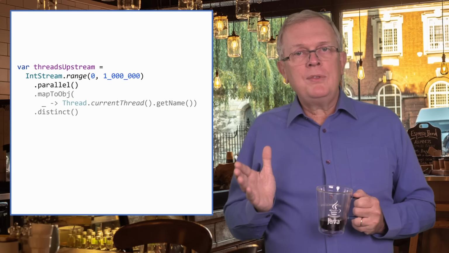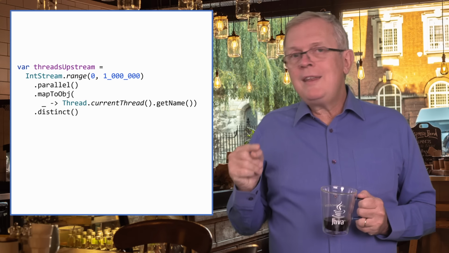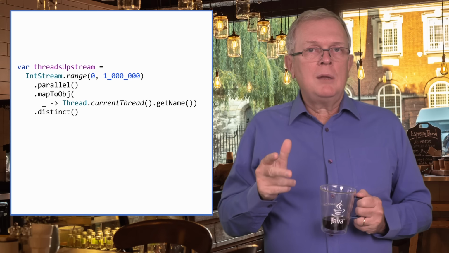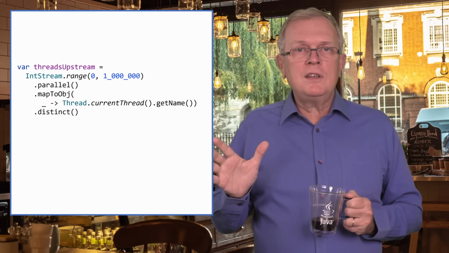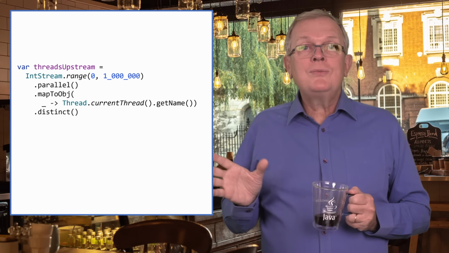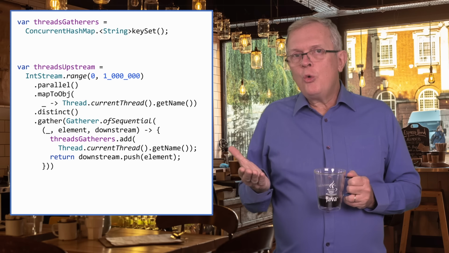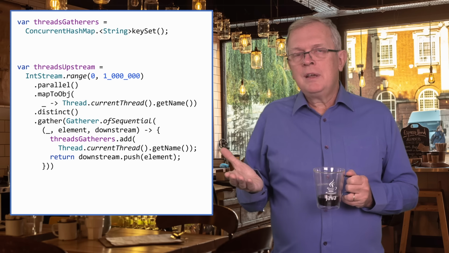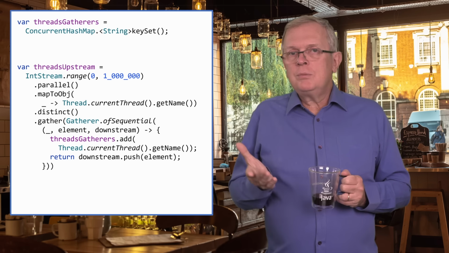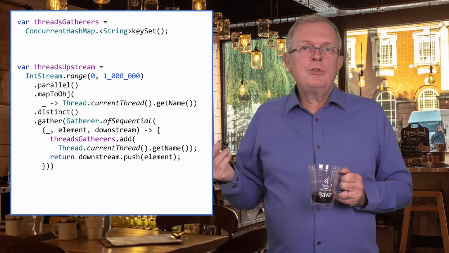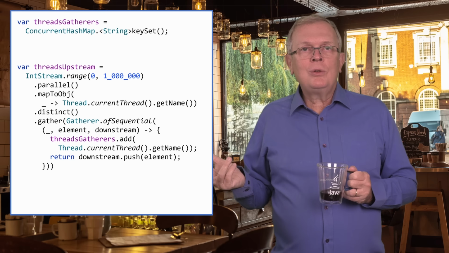And let us map these indexes to the thread name that is executing this mapping function. And by the way, let me call distinct because we only need to know the different threads being used. And now let us add a gather call with a sequential gatherer. This gatherer is just pushing the thread name to the downstream, but it also adds the thread name that is executing in an external set.